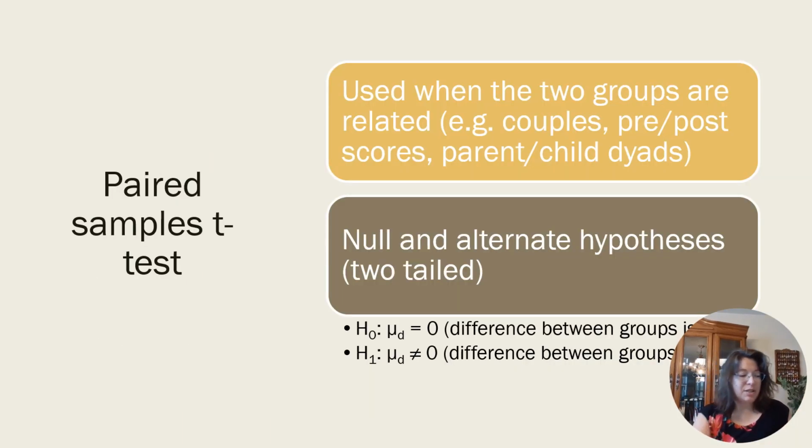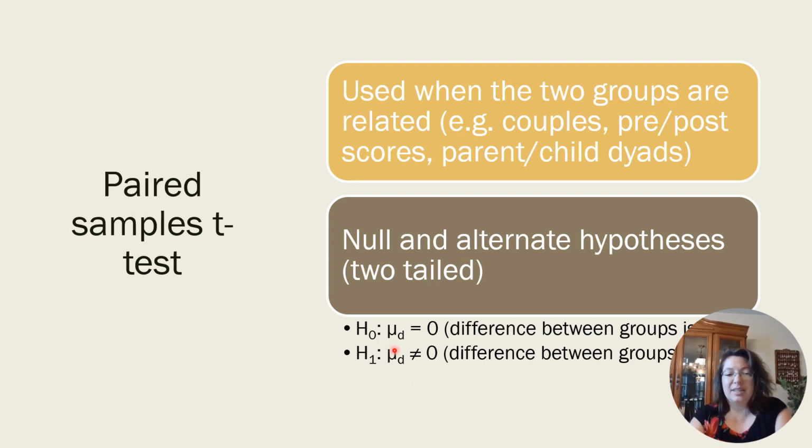The last type of t-test we're going to cover is what's known as a paired samples t-test. So we use this when we want to compare two groups that are related. Most frequently, this is used when you have a pre-test and a post-test of the same group of people. Or you might ask the exact same questions of twins or couples or a parent and their child.